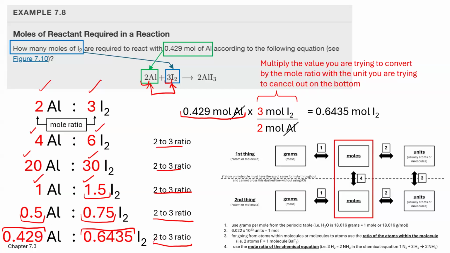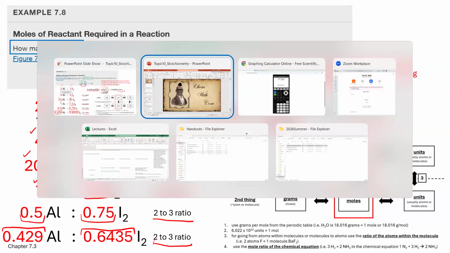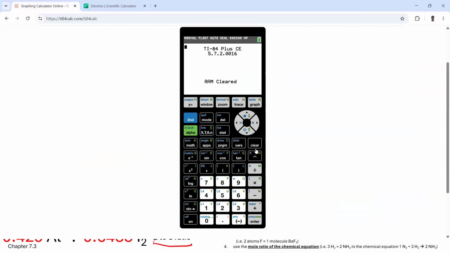Multiply that by the mole ratio. We're going to put aluminum on the bottom, and moles of aluminum cancel out with moles of aluminum. So we're left with moles of iodine. So 0.429, let's break out a calculator here. Hopefully you can still see this. So 0.429 times 3 divided by 2.